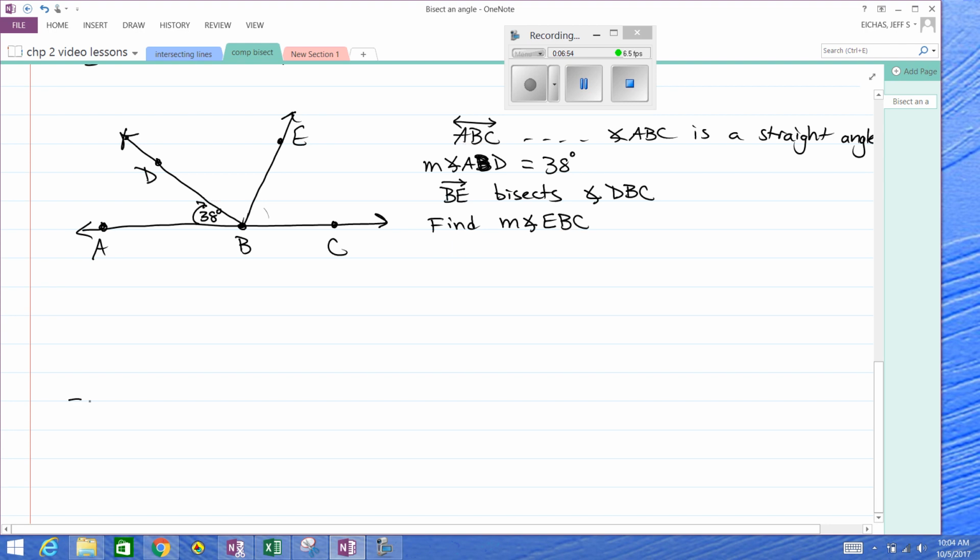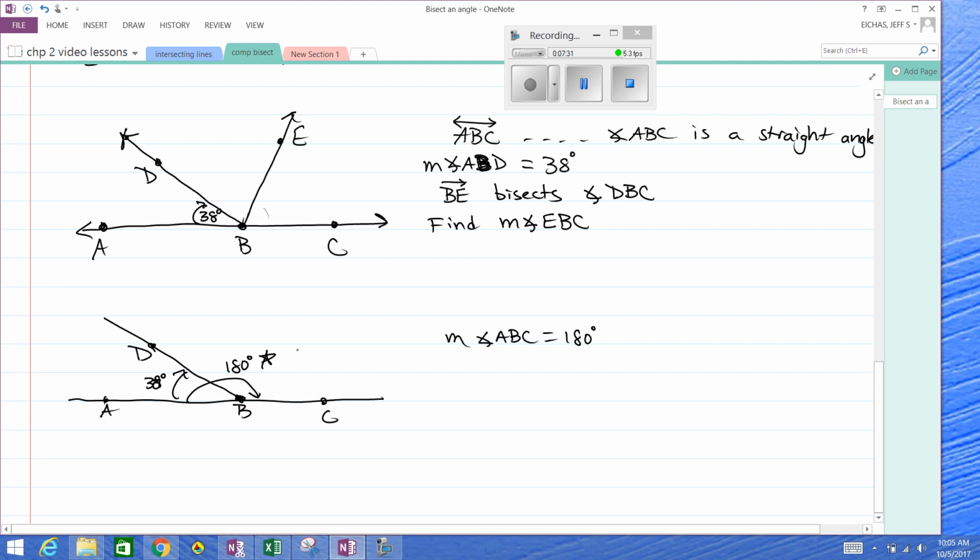Now, what I want my students to do is break this down into two parts. What we studied before was something called a linear pair. I'm going to get rid of this EB part. So we're just going to focus on A, B, C, D. Now remember, angle ABC, the whole thing, its measure is 180 because it was a straight angle. Now I'm telling you that from here to here was 38 degrees. What we should be able to figure out is what's left. Let's just call this x. x plus 38 should equal 180. That's the angle addition postulate. Subtract 38 from both sides, and we get 142.